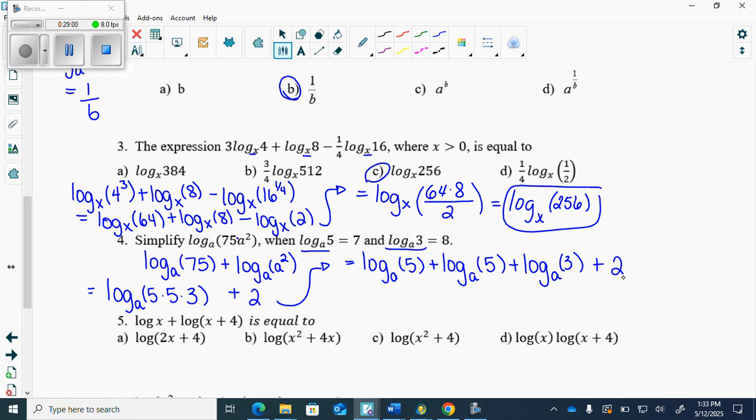Because when you have multiplication dots, you have to remember that you can separate them by addition. Single logarithms, right? Now I know what those stand for. Log base A of 5 can be replaced with a 7, and log base A of 3 can get replaced with a 8. So I'm going to get 7 plus 7 plus 8 plus 2 equals 24.